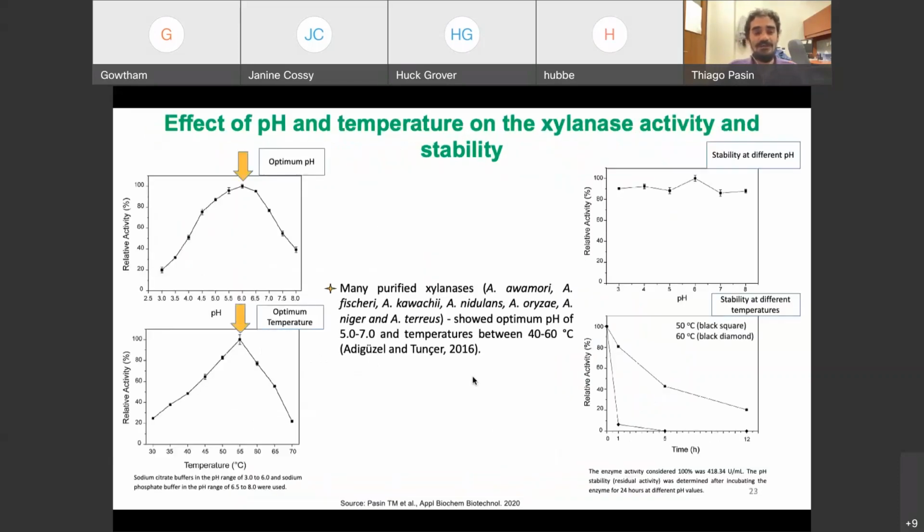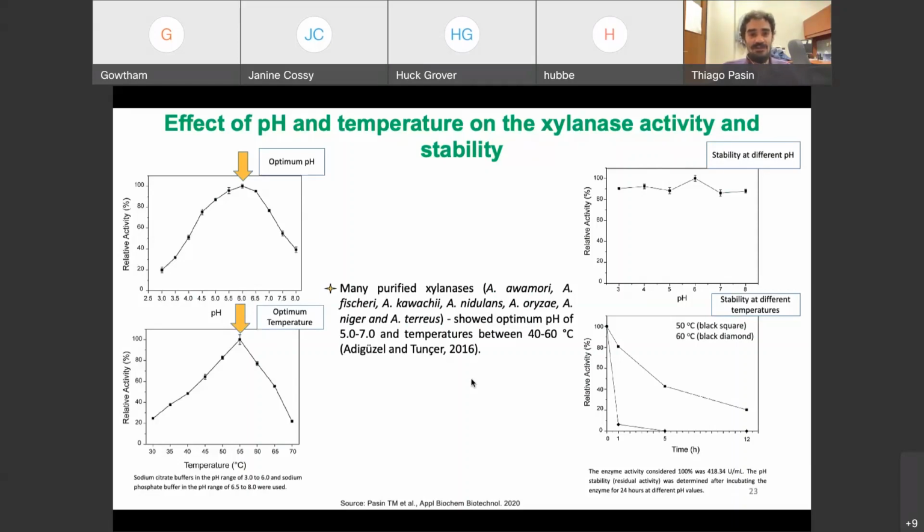After that, we estimated the optimum pH, and it was 6, as we can see here. We estimated the optimum temperature, as we can see here, was 55 degrees. And then we did the stability at different pH and the stability at different temperatures. As we can see here, the enzyme was pretty much stable after 24 hours in pHs ranging from 3 to 8. So it's a pretty much stable enzyme. And also the enzyme kept around 80% of its activity after 1 hour at 50 degrees. So it's a good enzyme with good thermostability as well.